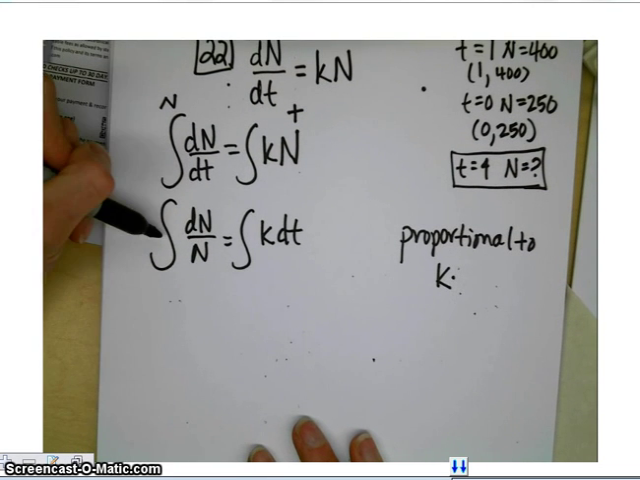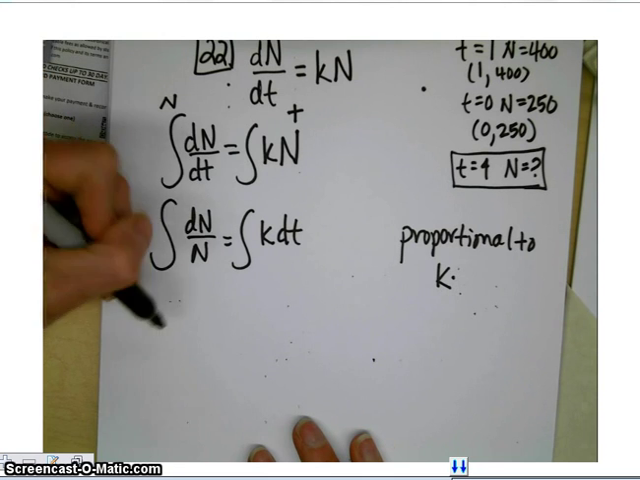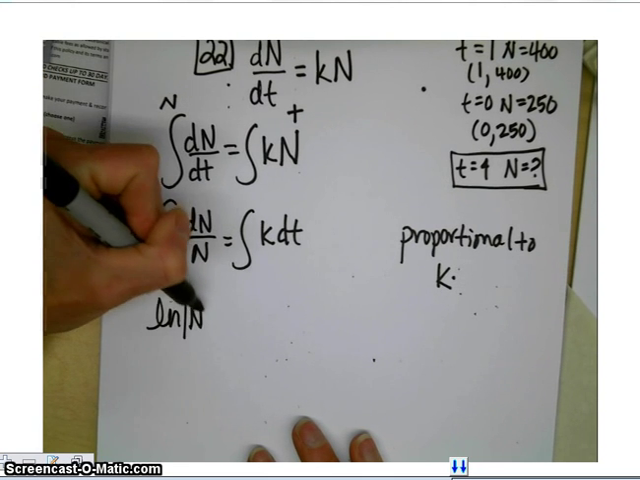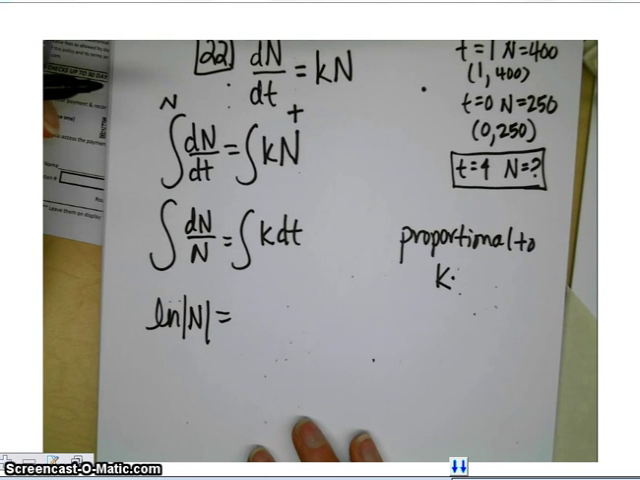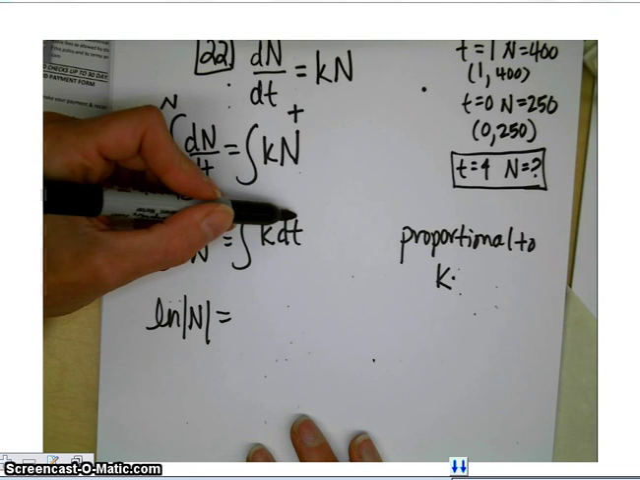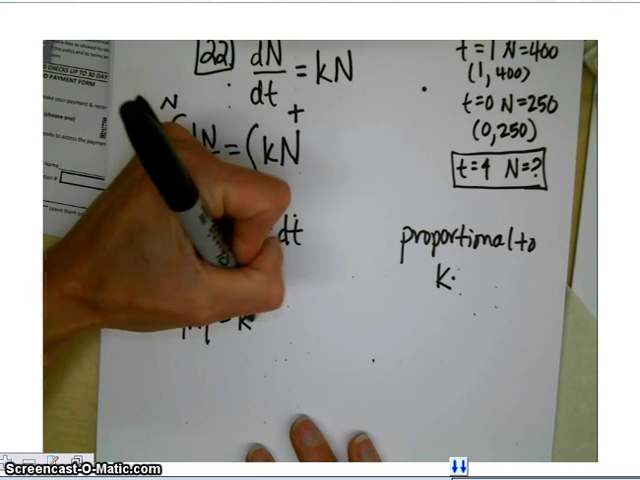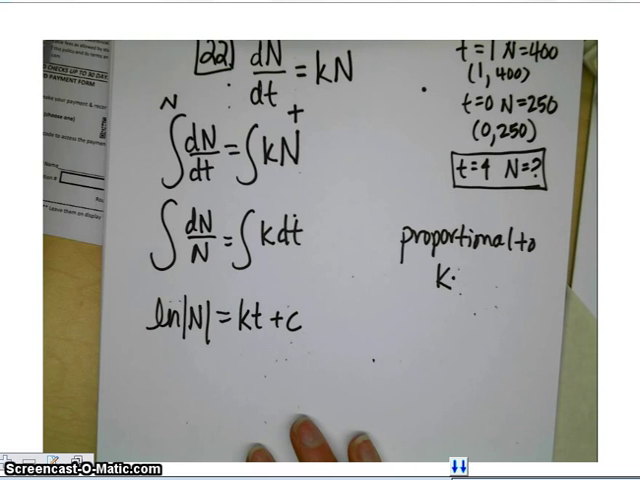What is the integral of the left? Natural log of the absolute value of n. The integral of the right, k is a number like 73. It's the antiderivative of 73, which is 73 times t. So the antiderivative is kt plus c.